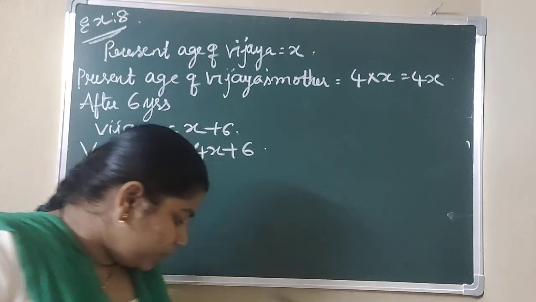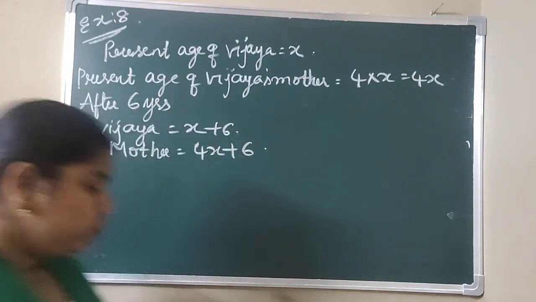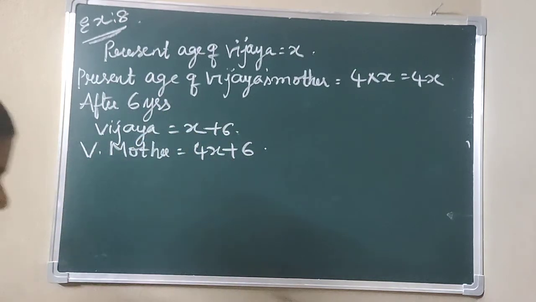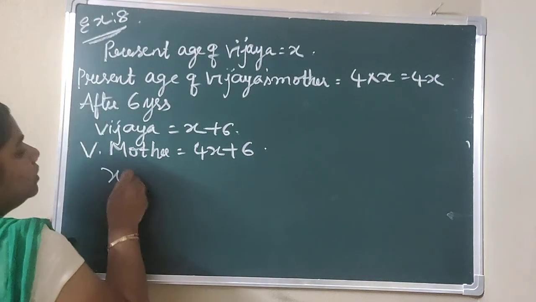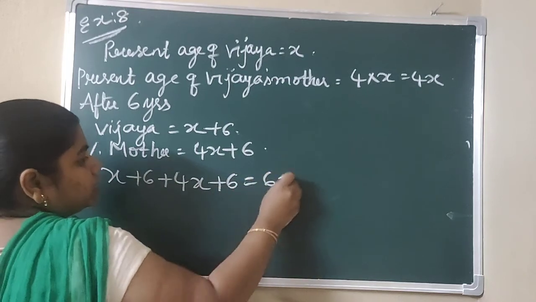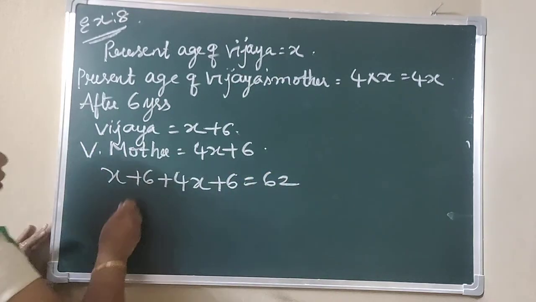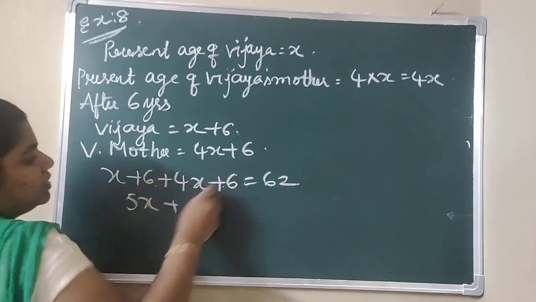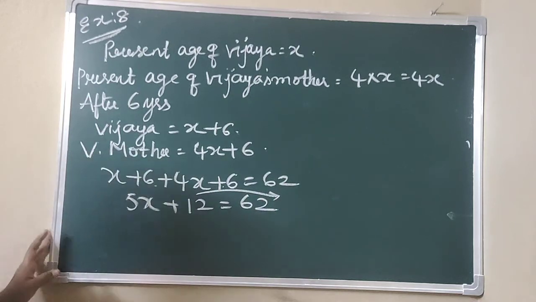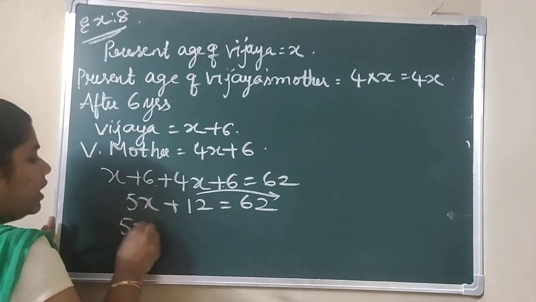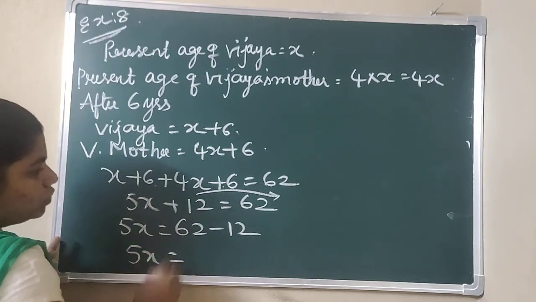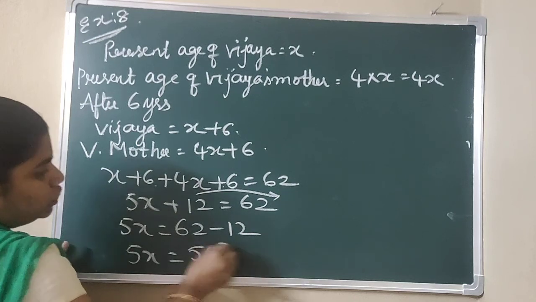After 6 years, the sum of the ages will be 62. So we have to compare these two. If you add these two, that will be equal to 62. So x plus 6 plus 4x plus 6 is equal to 62. So x plus 4x will be 5x, plus 6 plus 6 will be 12, equal to 62. So transpose 12 to the other side, that will become subtraction. So 5x is equal to 62 minus 12. So 5x is equal to how much? It will be equal to 50.